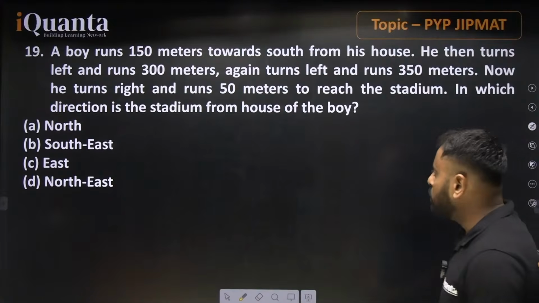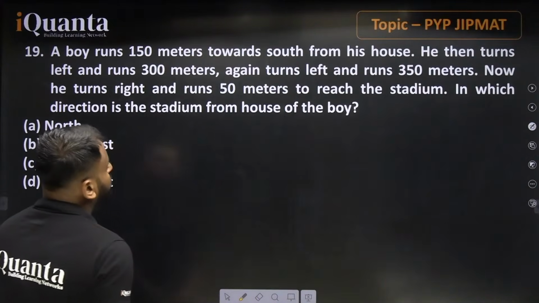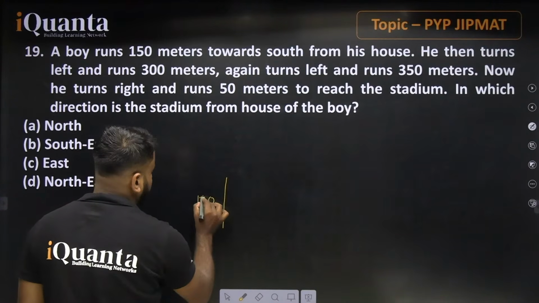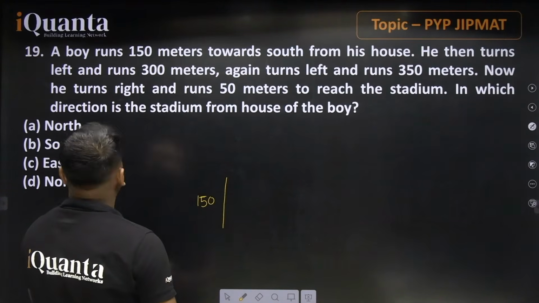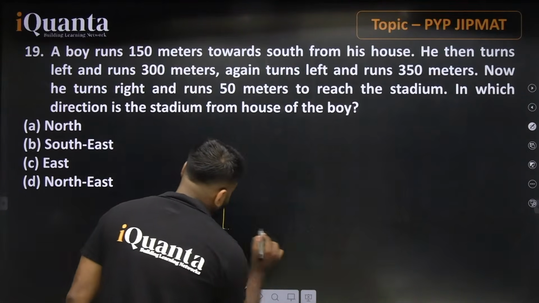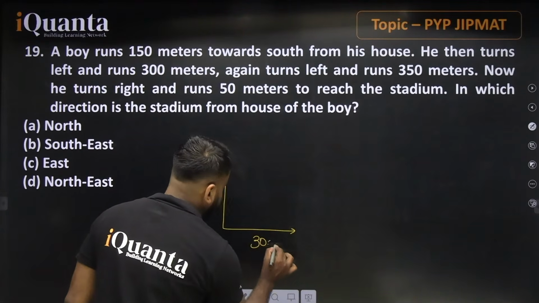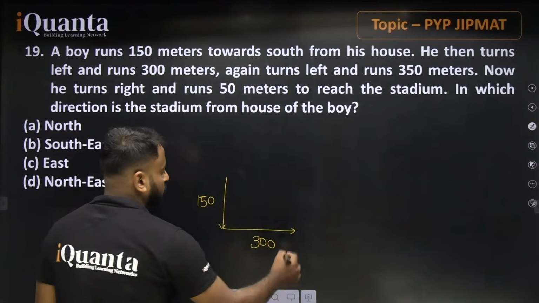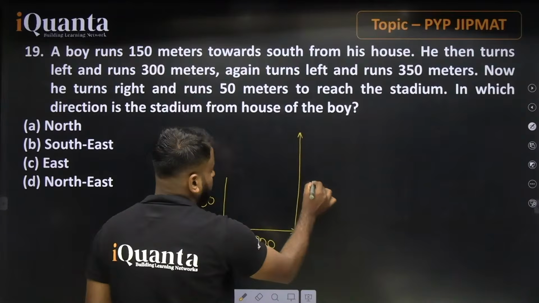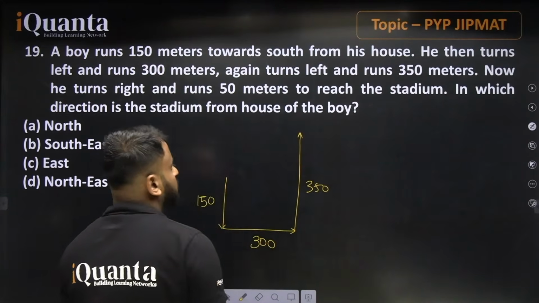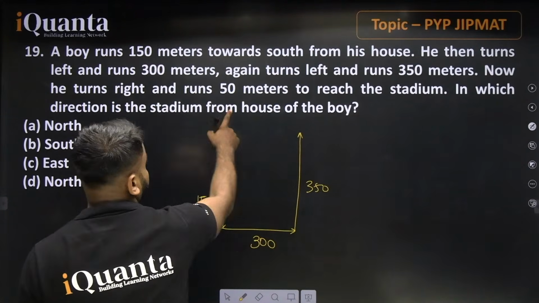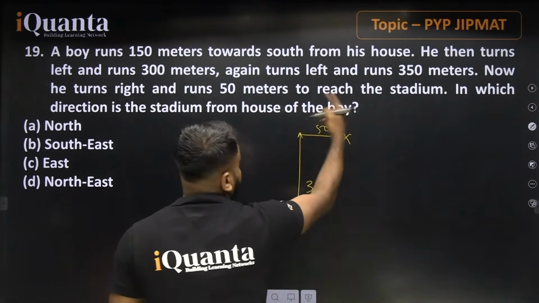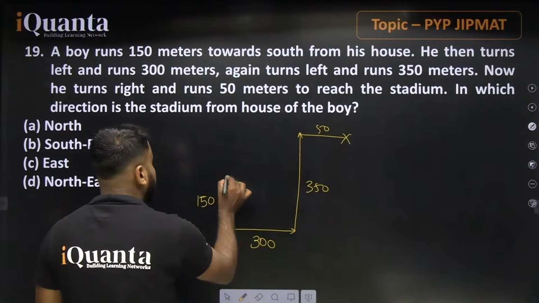Chalo, let's talk about this. A boy runs 150 meters towards south, alright. Further, the statement says that he then turns left and runs 300 meters. Again he turns left and runs 350 meters. Further, the statement says that now he turns right and runs 50 meters to reach the stadium. This is the stadium and this is the house.